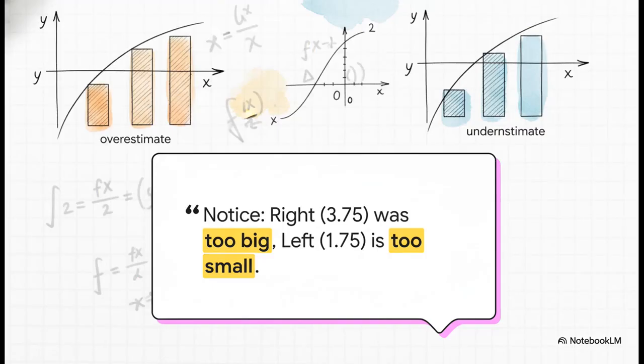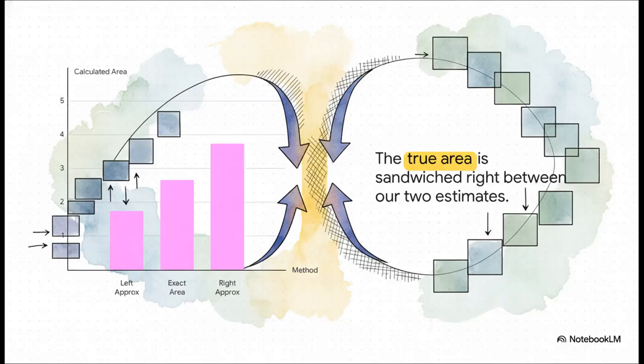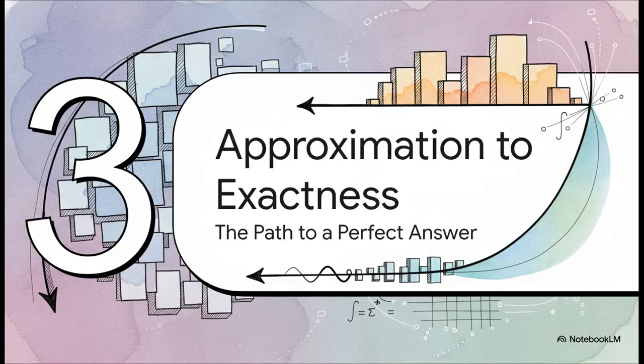So here's the key takeaway. For a function that's increasing like x squared is, using the right endpoint is always going to make rectangles that stick out over the curve. That gives you an overestimate. And using the left endpoint will make rectangles that sit just underneath the curve, which gives you an underestimate. And this visual just makes it crystal clear, doesn't it? Our left approximation of 1.75 is way too low. Our right approximation of 3.75 is way too high. The true exact area, which happens to be about 2.67 for this problem, is trapped right there in the middle, between our two estimates.